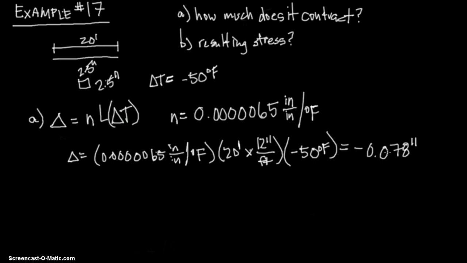It only deforms 0.078 inches over 20 foot. So if you had 100 foot, it would be what? Times 5, 0.4 inches. And we've always said, I guess the conservative approach is an inch per 100 foot. But that's your answer for A.